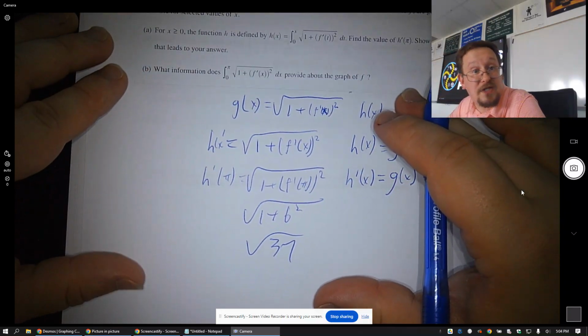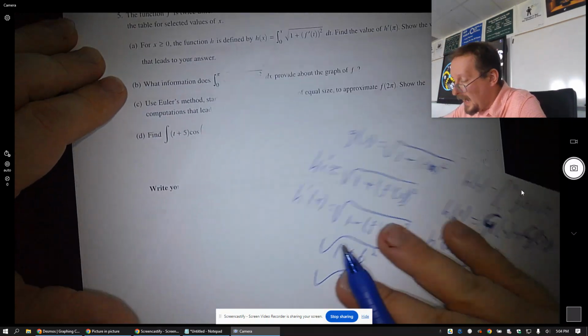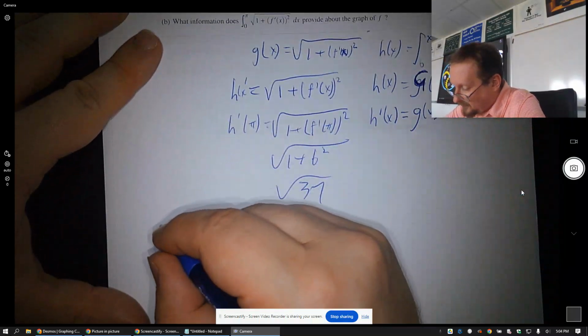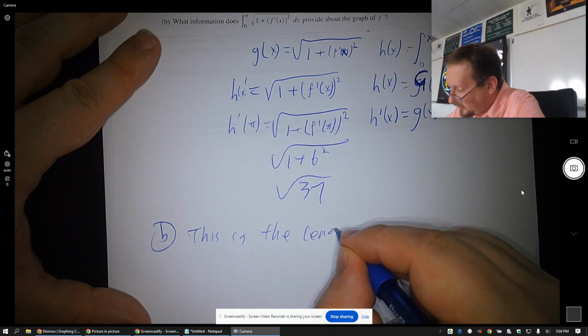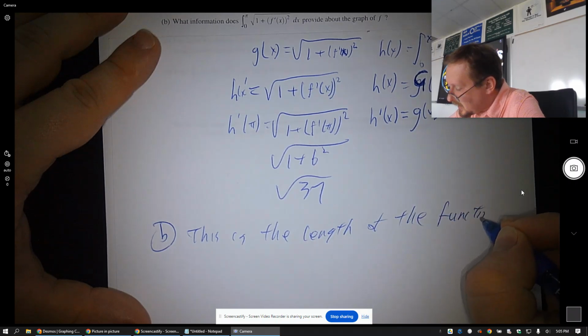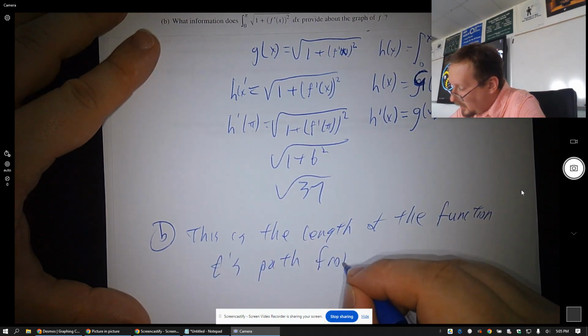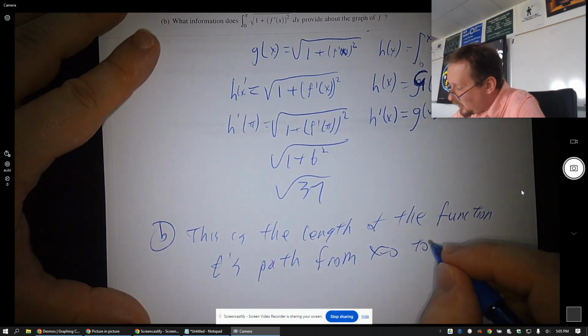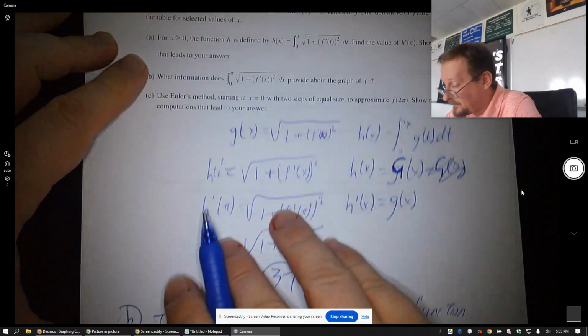All right, what information does this provide about the graph of f? Okay, I know this. So part B, this is the length of the function f's path from x equals 0 to x equals pi. So that is an arc length type calculation.